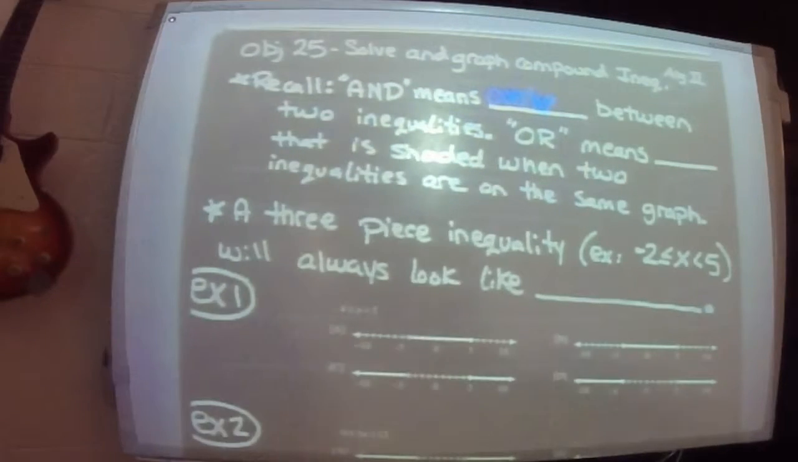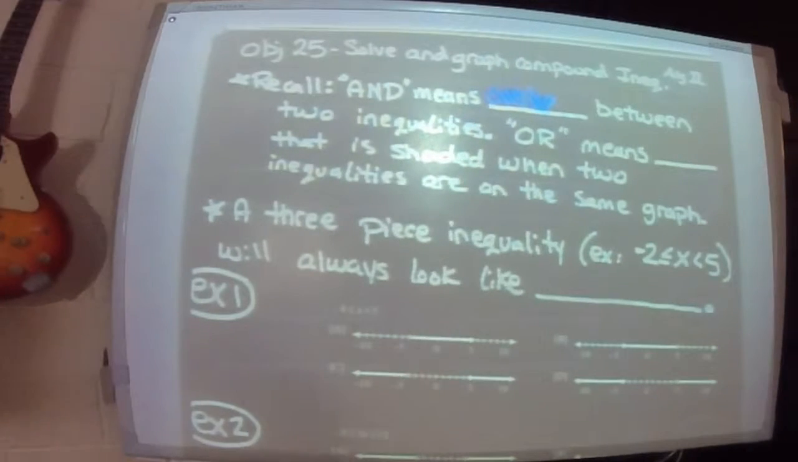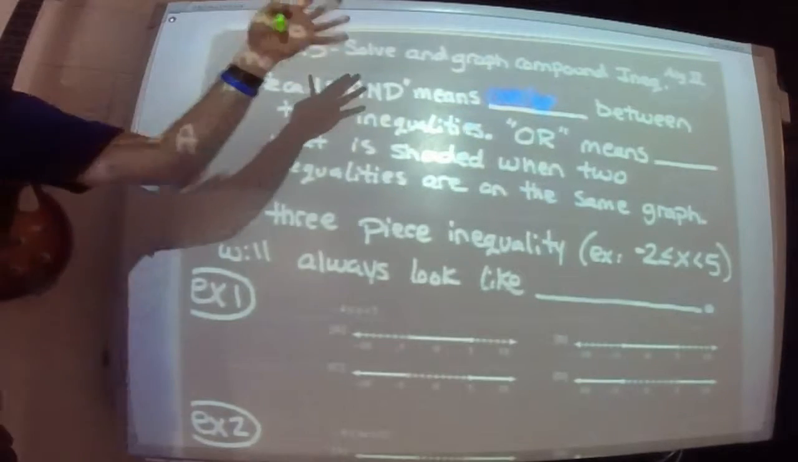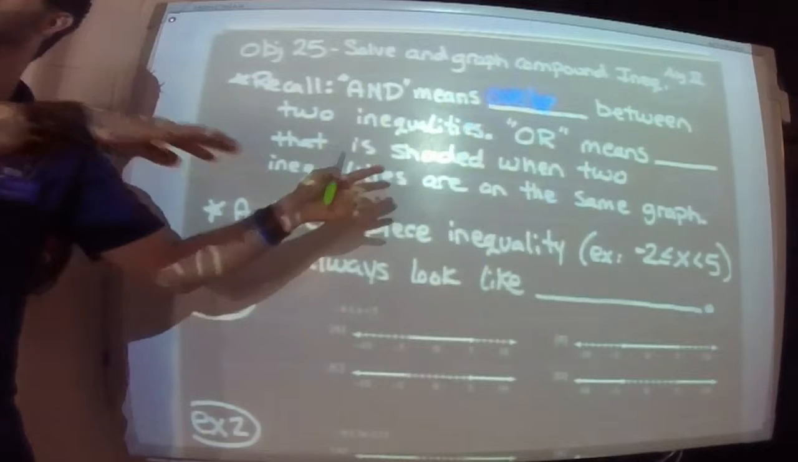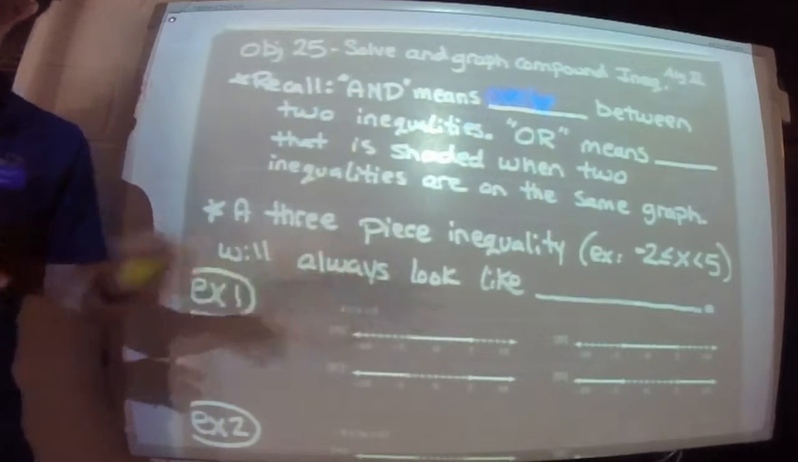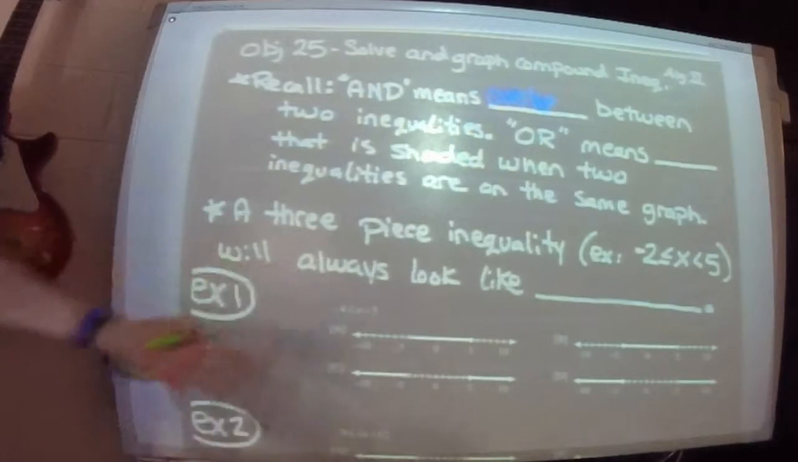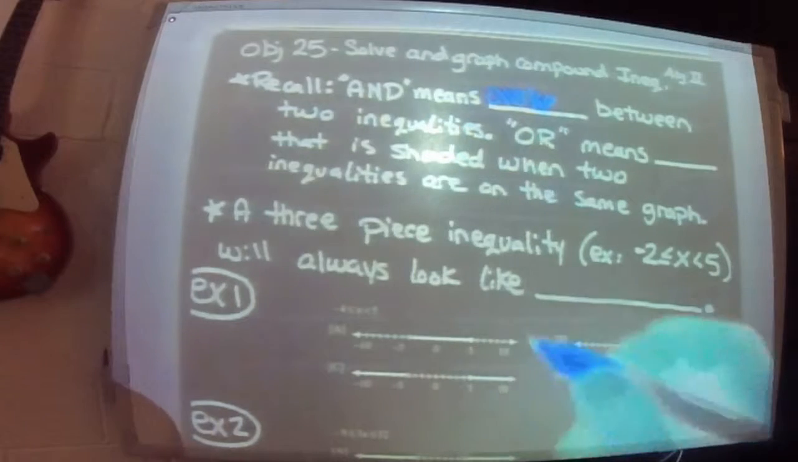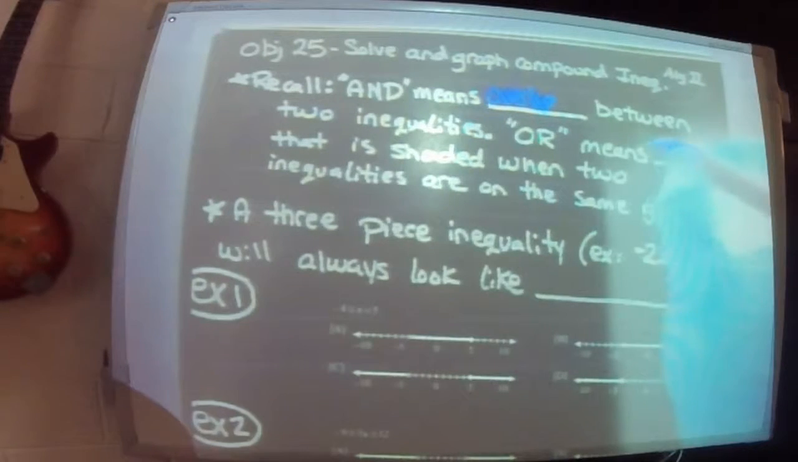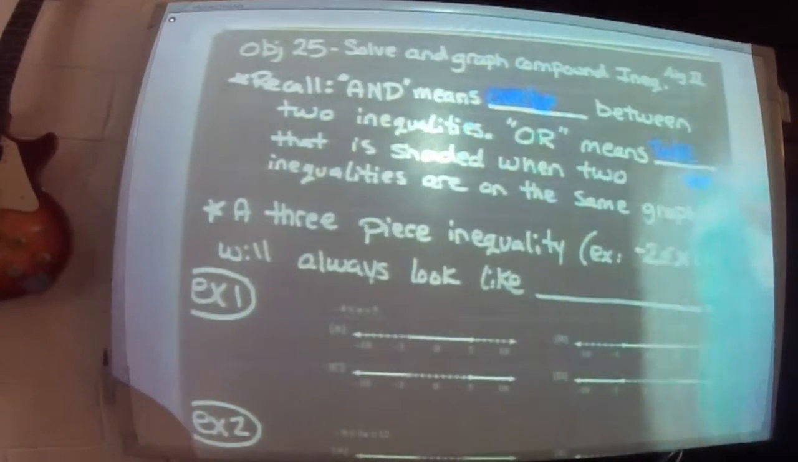Or means something different. What is or? We're going to put them on the same line. Remember, just like and, we put them on the same line, but on or, do we care about overlap? What do we care about? Everything that's shaded. I just want to know what numbers get shaded. So we're going to take everything, or take all. Or means take everything.